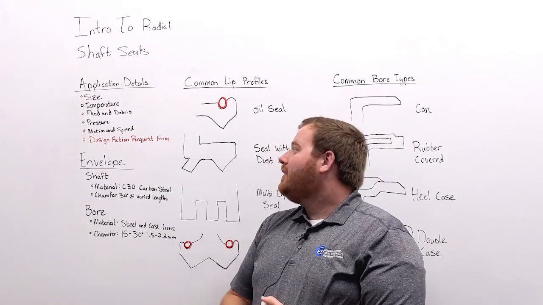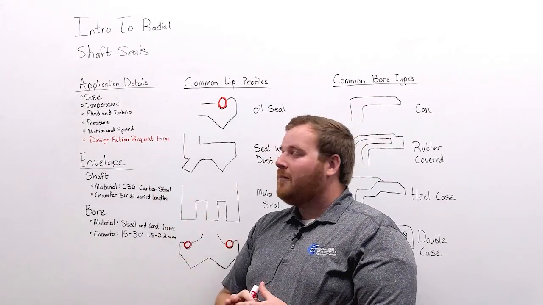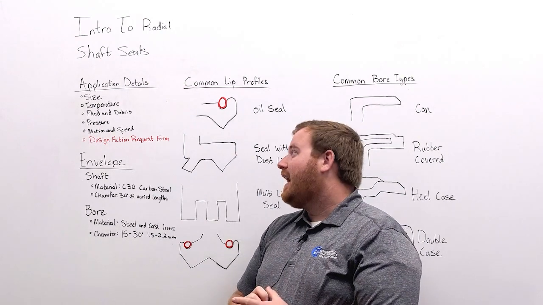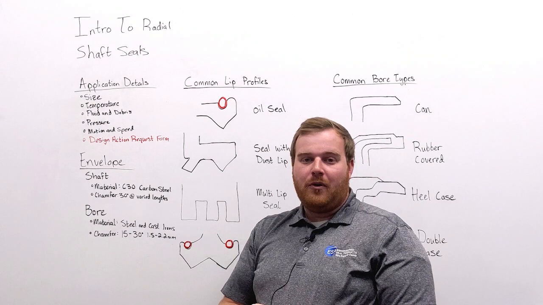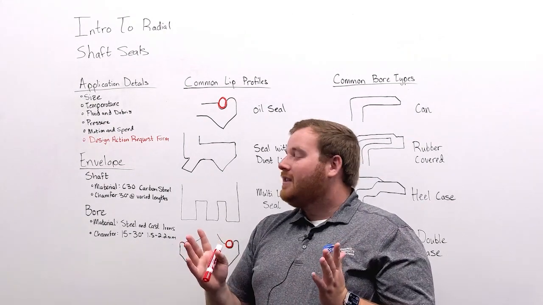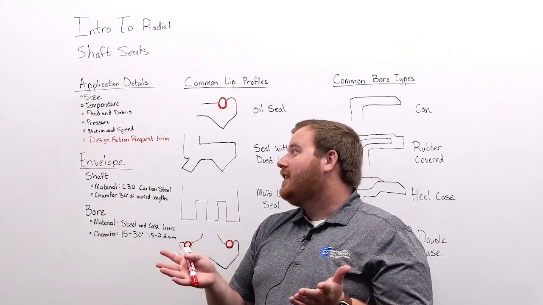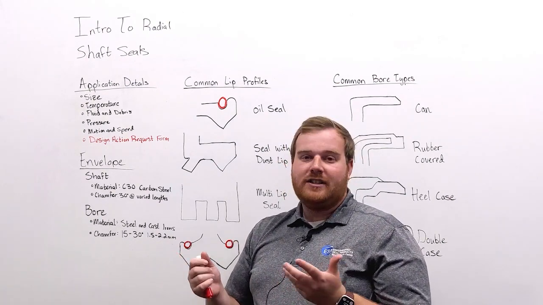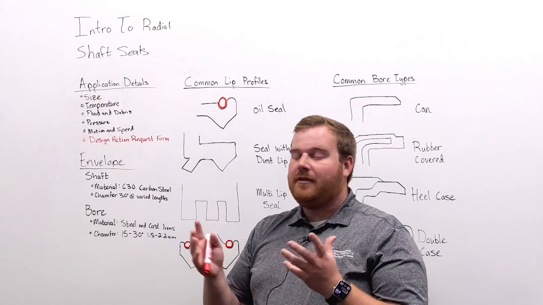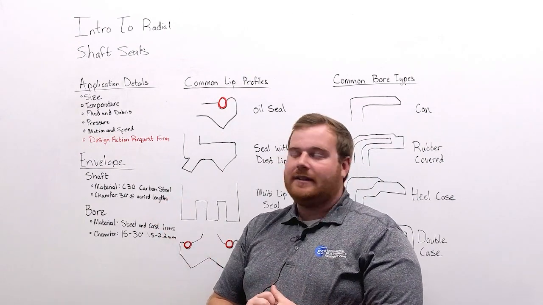So starting off, the first thing that we will typically get from the customer is the size. So this might be, how big is your shaft? How big is your bore? What's the width that the seal is going to actually fit into? These are very important because our engineering design guide kind of revolves around this.